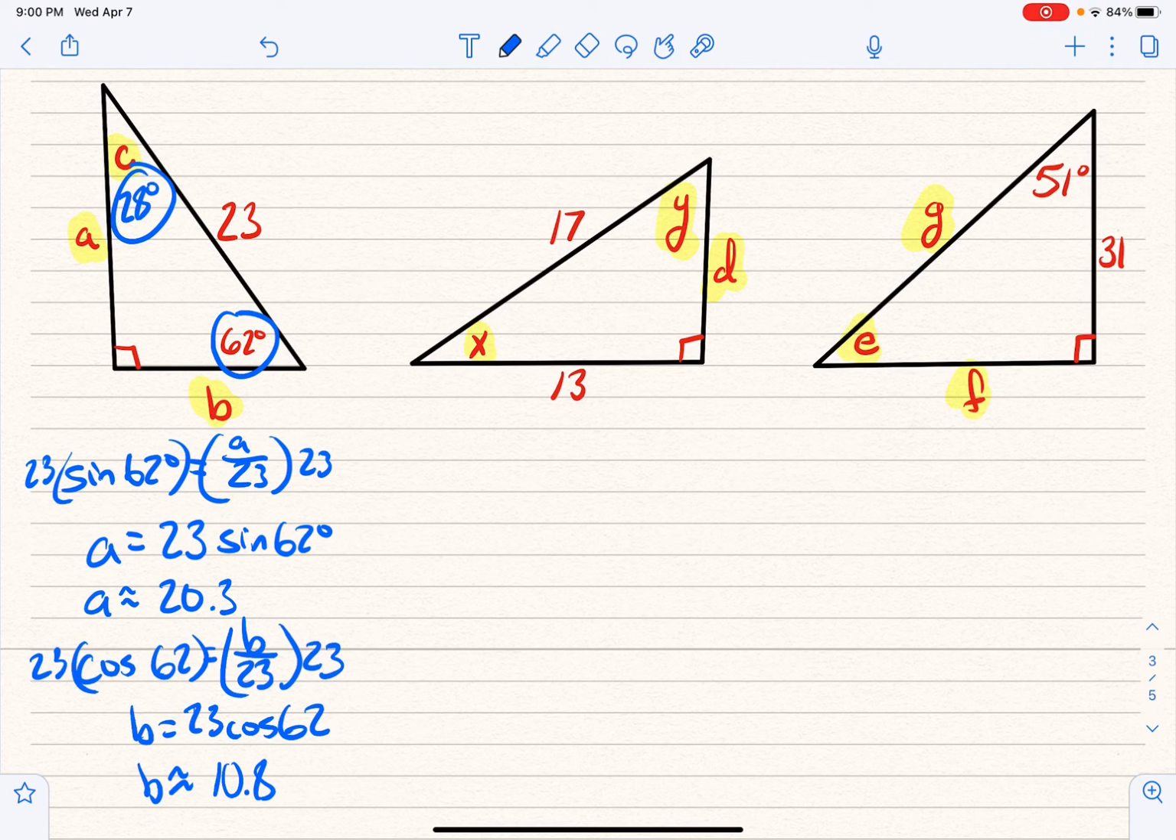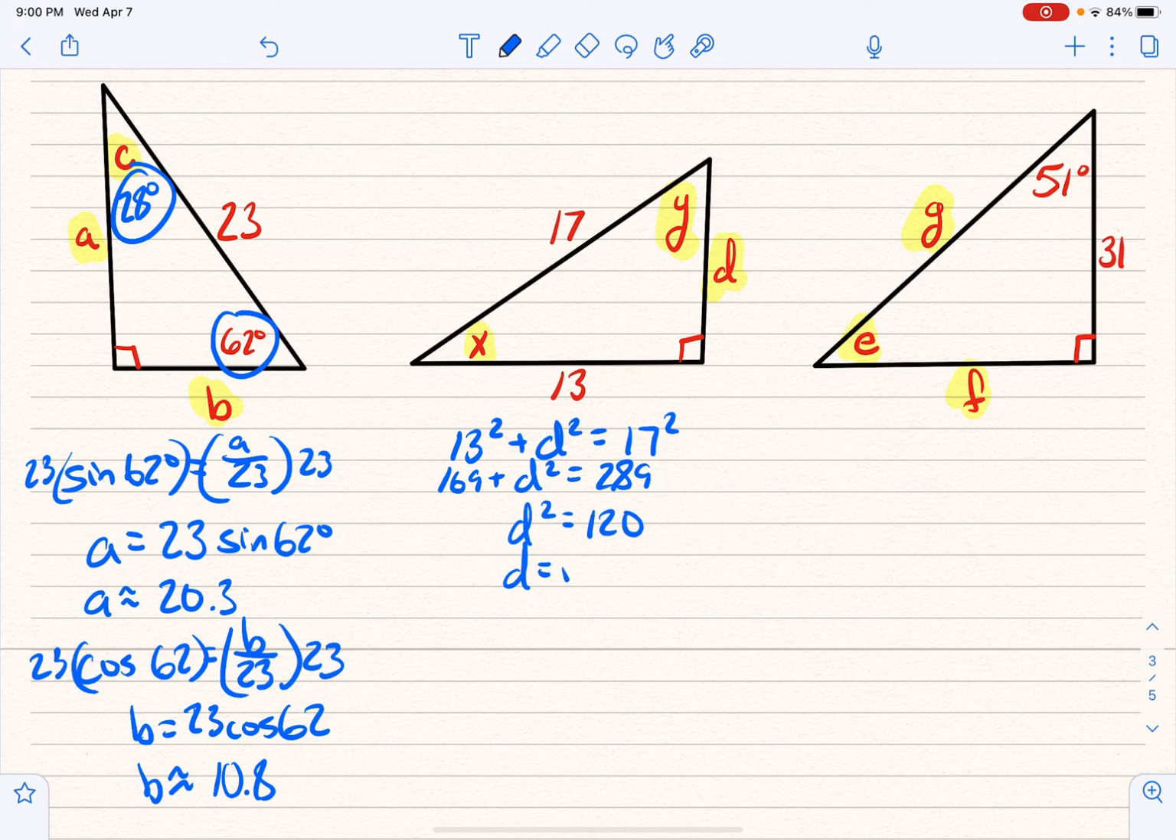Okay, for here, the first thing I'm going to do is use the Pythagorean theorem to figure out what D is. So that would mean I can say 13 squared plus D squared would have to be equal to 17 squared. So that's going to be 169 plus D squared is equal to, what, 289, I think, is 17 squared. So then I subtract those, and I get that D squared has got to equal 120. And so therefore D equals the square root of 120.